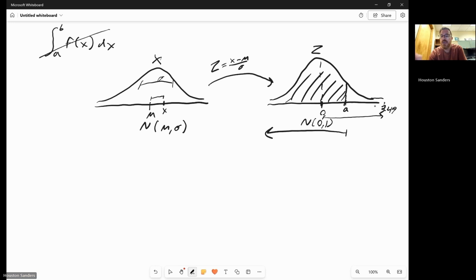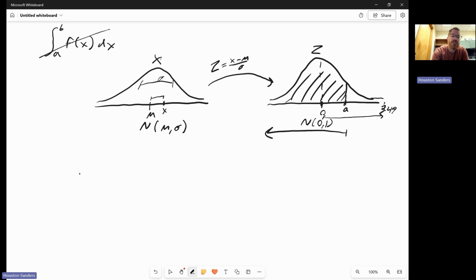3.49. Once it goes beyond that, we would just use the fact that if we're looking to the left, it would count for pretty much all the data. We'd say it's a probability of 1. If it's looking to the right, we would say it counts for basically none of the data, so it's 0. So first things first, we have to get it into this form. Once you have it in this form, then you would go to your table.